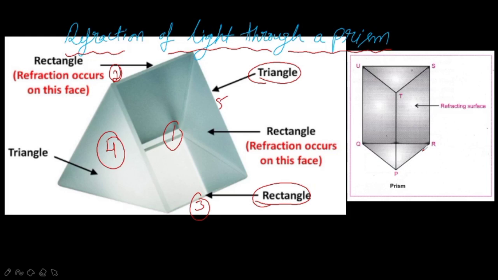Now we will move on to our activity, that is, how does refraction take place when light passes through a prism? Clear? Okay, let us start with that activity. But to do the activity we need some materials. Can you imagine what materials we need? The activity is the same as our refraction through a glass slab. The only difference is that instead of taking a glass slab we need to take a triangle prism.